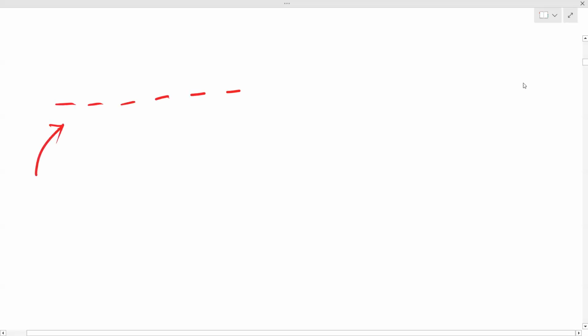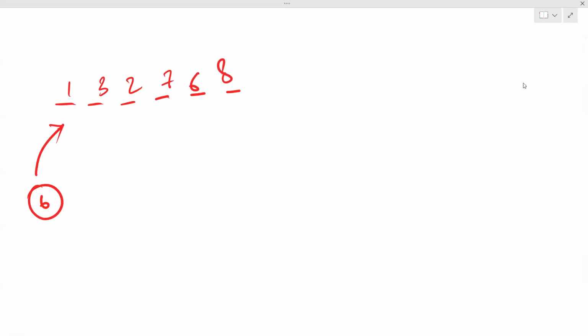Okay, so let's suppose there are 6 digits on the first reel: 1, 3, 2, 7, 6, 8. If you stop after 2 seconds, which character will this reel show? It will show 2, right? If you stop after 0 seconds, you'll see 1. So this is how it works.